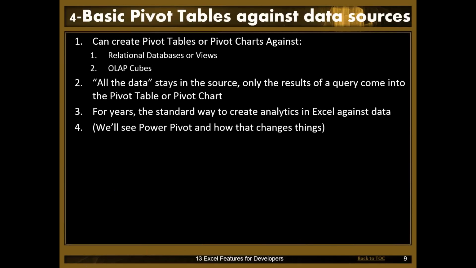So we're going to go back to the beginning and look at pivot tables. Now, we can create pivot tables or pivot charts against relational databases, relational views, or OLAP cubes. So some people might create pivot tables against views that have been created in SQL Server for them, and other people might go against OLAP cubes. Now, all the data stays in the source. Only the results of any particular query come into the pivot table or the pivot chart. And for years, this was the standard way to create analytics in Excel against data. Now, we'll see in a little while how PowerPivot changes that.